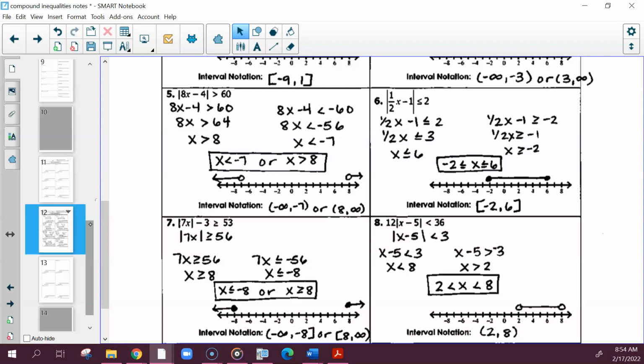Because this is an and, this would be from -2 to 6, or -2 is less than or equal to x, which is less than or equal to 6. Both with closed circles, both with square brackets.